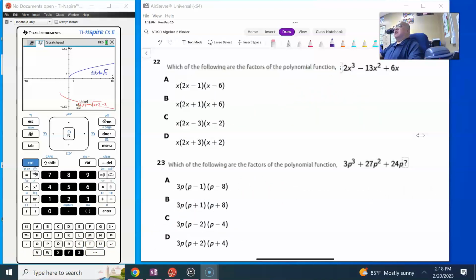Which of the following are factors of the polynomial? So we have 2x to the third power minus 13x squared plus 6x. And what you're going to do is find the common factor, or the greatest common factor. In this case, it's 2x. So we're left with x squared minus 13x plus 3.